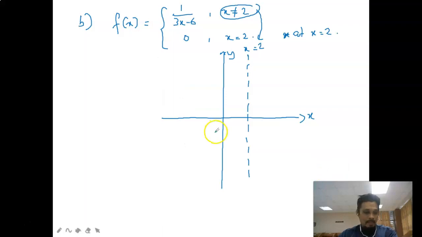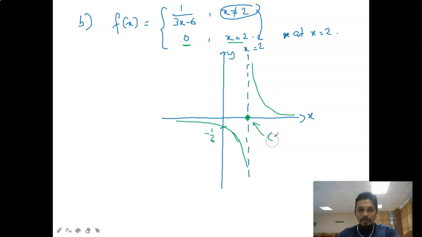Okay, so the graph, there you go, first one then, and then there you go. This is for negative 1/6, and when x equal to 0, when x equal to 2. Here, f(x) equal to 0 when x equal to 2, this is the coordinate of (2, 0).